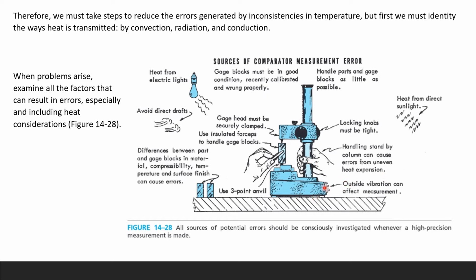Outside vibration again can affect the measurement. You're going to use a 3-point anvil. The gauge head must be securely clamped. Use insulated forceps to handle gauge blocks. Differences between part and gauge blocks in material compressibility, temperature, and surface finish can cause error. So if I ask you to study this and give me all the sources of error, you have to come up with all of that.